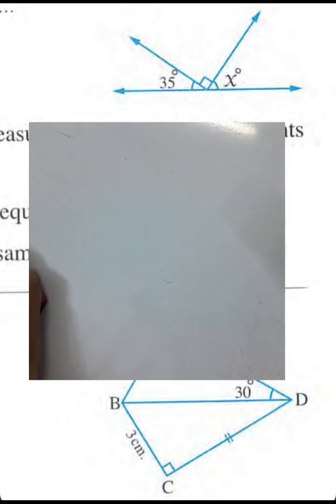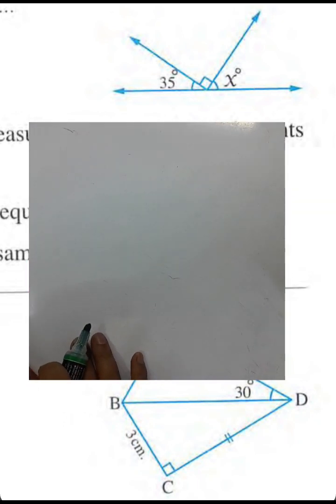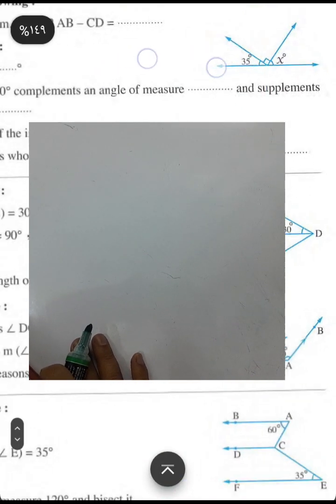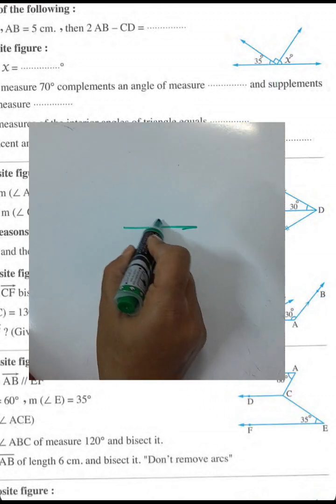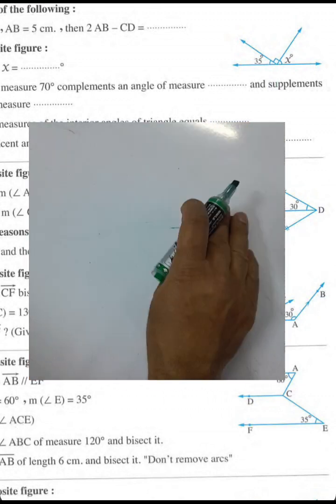Okay, because we have three angles lying in the same straight line, the outer sides are in different directions, meaning this angle will be 180 degrees. The angle of a straight line equals 180 degrees.